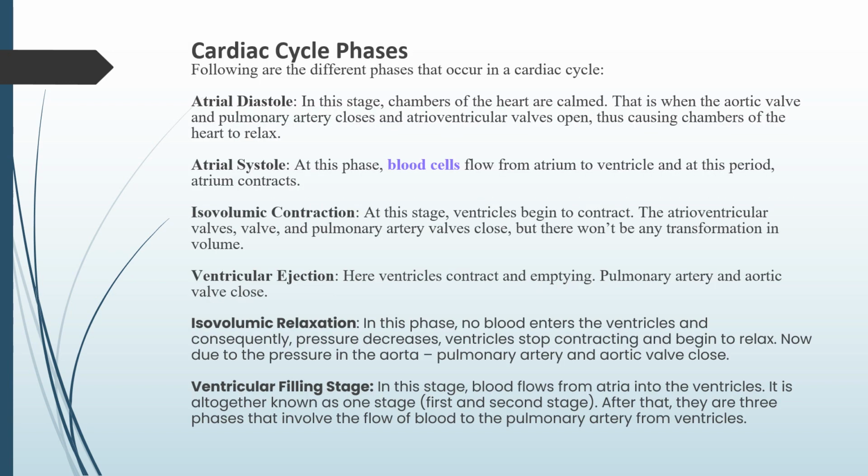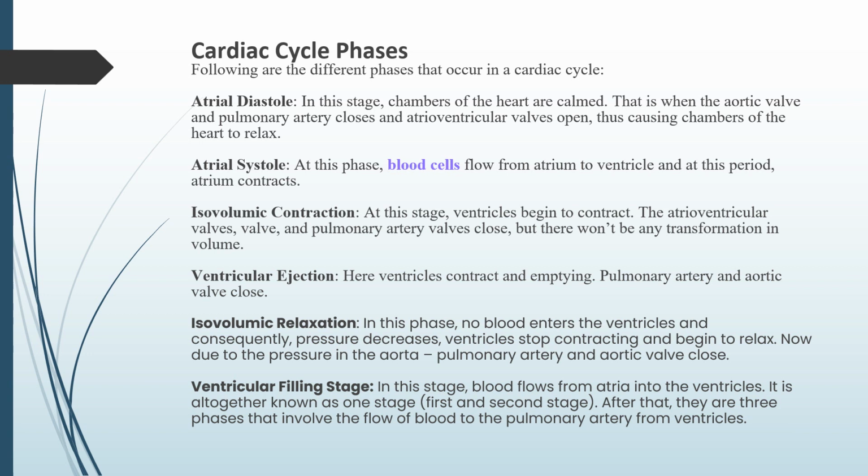Cardiac cycle phases. Following are the different phases that occur in the cardiac cycle. Atrial diastole. In this stage, chambers of the heart are calmed, that is when the aortic valve and pulmonary artery close and the atrioventricular valves open, thus causing chambers of the heart to relax. Atrial systole. At this phase, blood flows from atrium to ventricle, and at this period, atrium contracts.